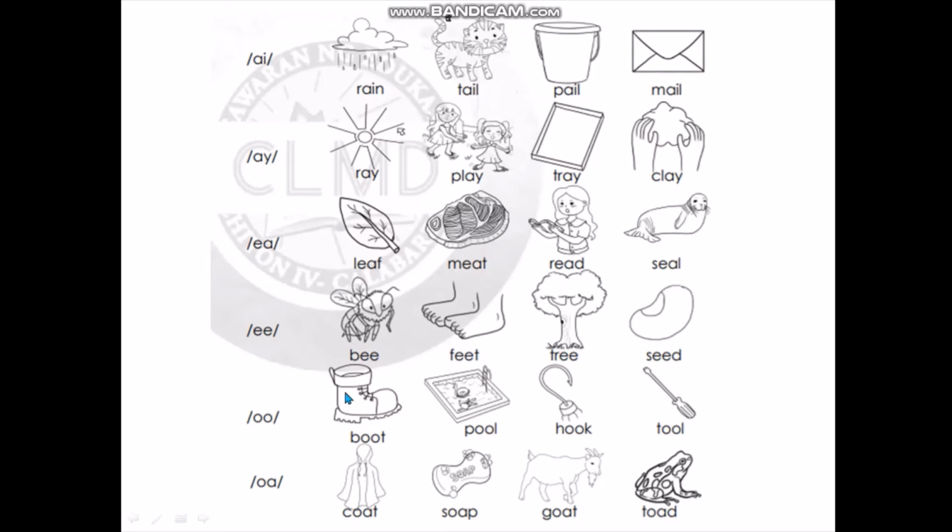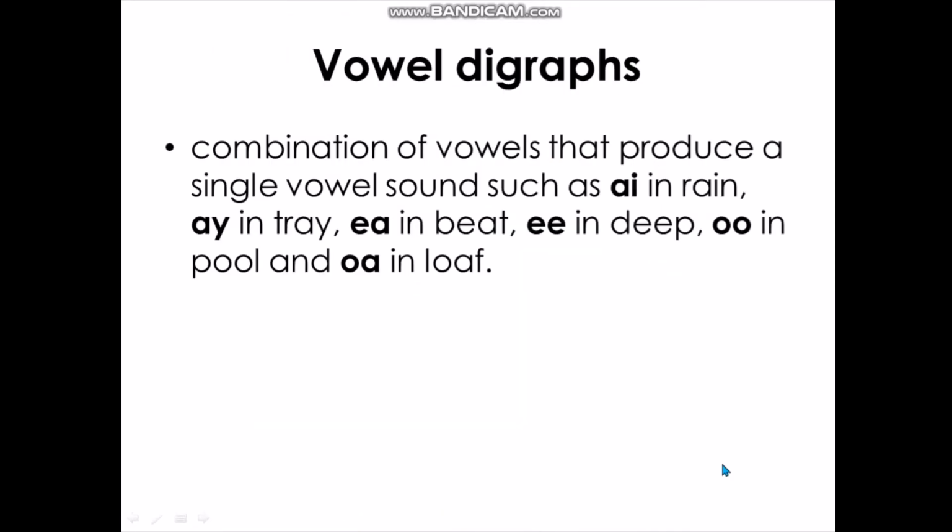Good job. Next, boot, pull, hook, tool. Now your turn to read. Good job. Last, coat, soap, goat, toad. Now your turn to read. Good job. So what you read is an example of vowel digraphs.